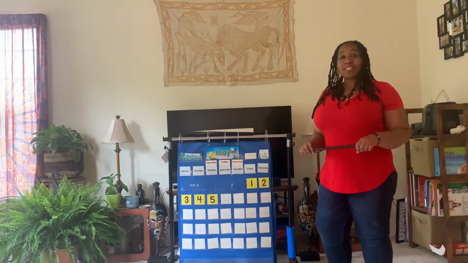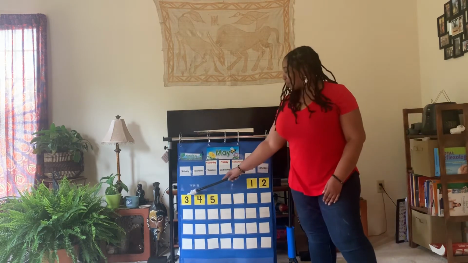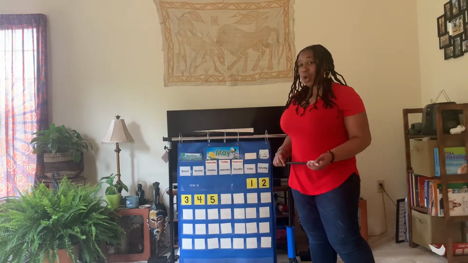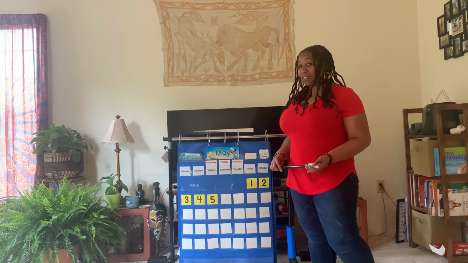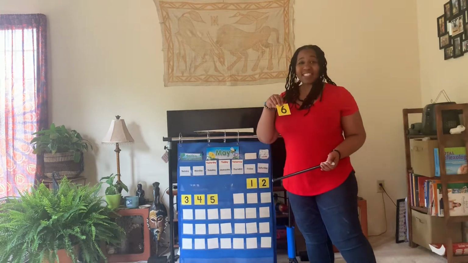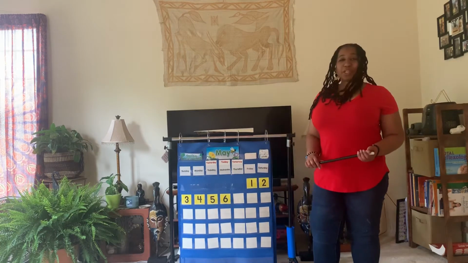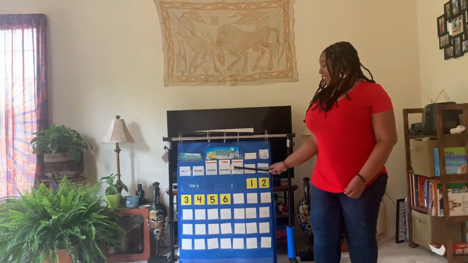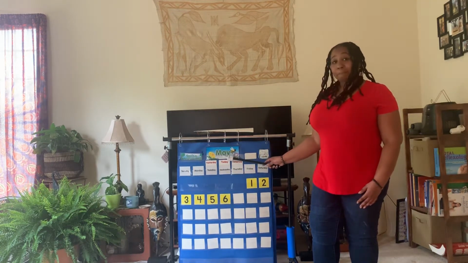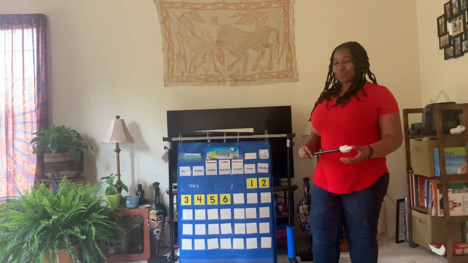Count with me to figure out what today's date is. 1, 2, 3, 4, 5. Do you know what number comes after 5? If you said 6, you would be correct. Now let's put it all together. Today's day of the week is Wednesday. The month of the year is May, and today's date is the 6th. Nice work.